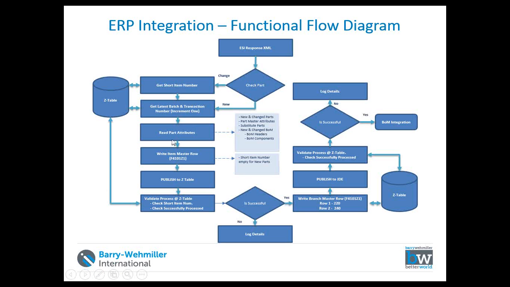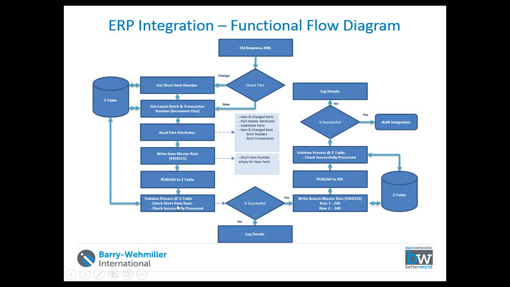Once this is new, we have to read the part attributes. In case of read attributes, we'll have a new part or changed part, and the attributes show whether it's a substitute or alternate part. We also have to find out the bill of material, whether it is changed bill of material components, new bill of material components, or a deleted component. So we have to read all the information and write it in terms of item master in a table, and then publish to the Z table, that is the intermediate database.